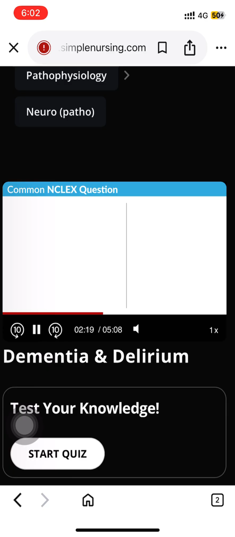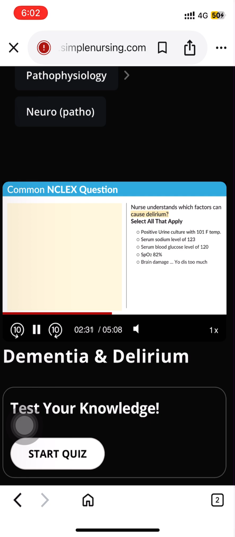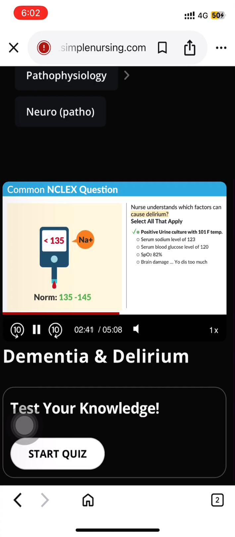Now, a common NCLEX question asks, the nurse understands which factors can cause delirium. Remember, look for the L's because it's very limited to the causes here. So select all that apply. So options number 1 and 2 are correct here. So a positive urine culture with a high temperature, most definitely an infection. And option 2, serum sodium level of 123, yes, below 135 is not good.